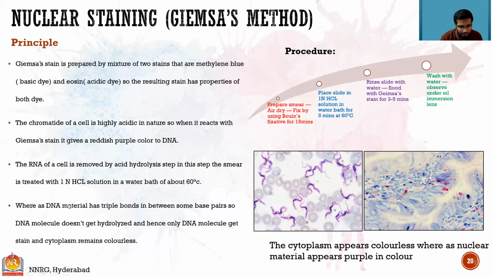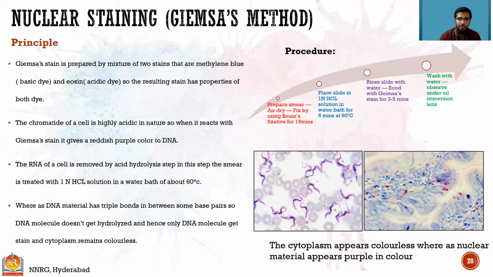The RNA of a cell is removed by acid hydrolysis step. In this step, the smear is treated with one normal HCl. Okay. After we apply this dye, we need to proceed with hydrolysis step. How do we do the hydrolysis? By putting the slide in one normal HCl. Okay. One normal HCl solution. When we put the slide, because of acid hydrolysis, all RNA will be removed.